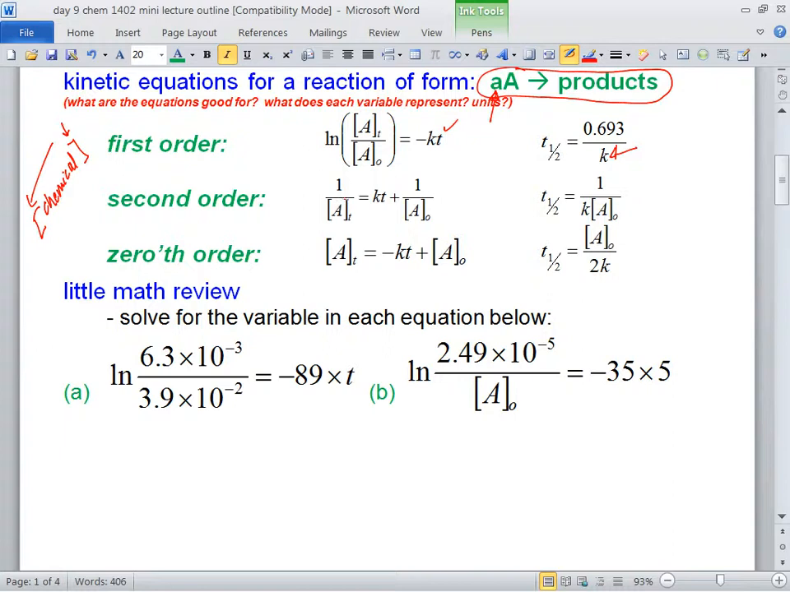How about this bracket A with a little subscript t? We see that in a lot of places here. What would you guess that is? It's in brackets, so it's got to be the concentration of that compound after so much time, right? 10 seconds, whatever they say little t is. So if t is 10 seconds, then bracket A with subscript t will be the concentration at 10 seconds, after this thing is started, 10 seconds later.